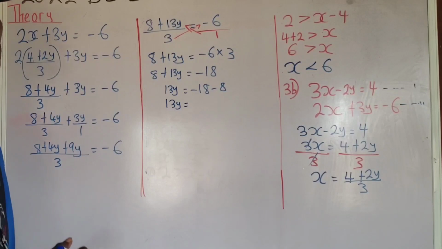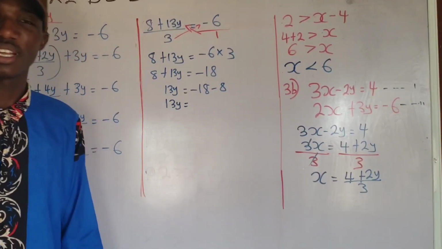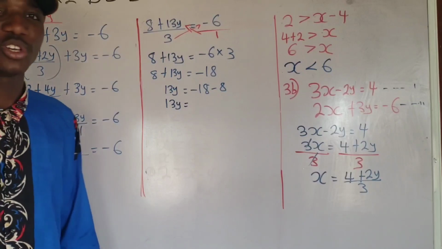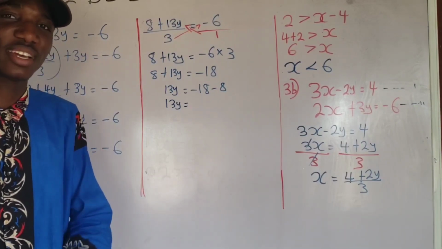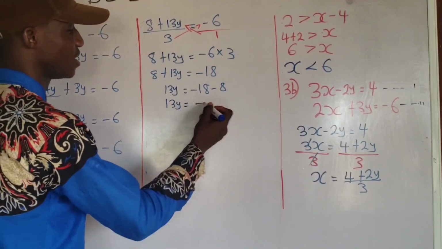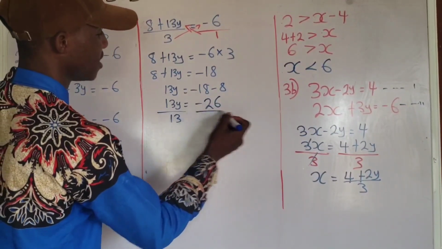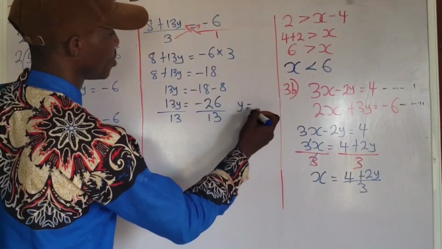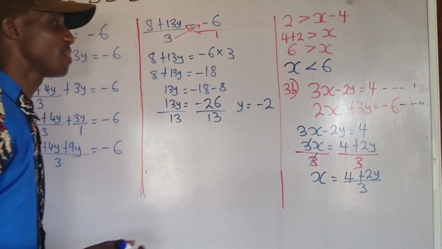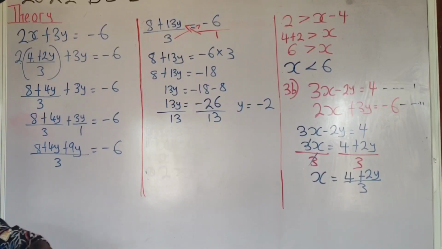It's just as if you are owing someone 18 naira, and you went and met the person again and said, borrow me 8 naira. How much are you owing altogether? You are owing 26 naira, you understand? So negative 18 negative 8 will give us negative 26. Divide by 13, this over 13 and this over 13. So y is equivalent to what? Negative 2.